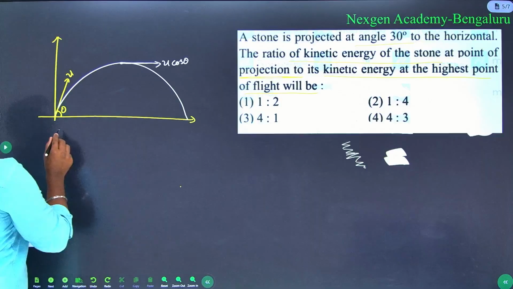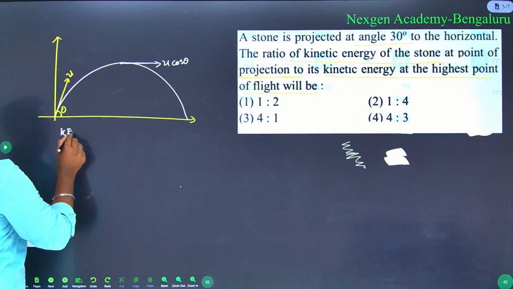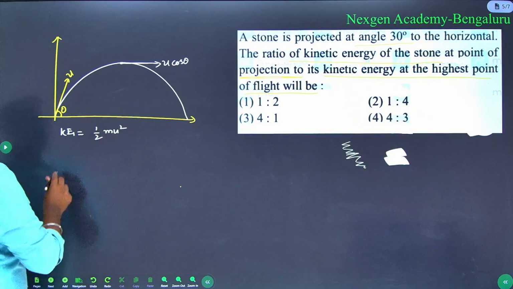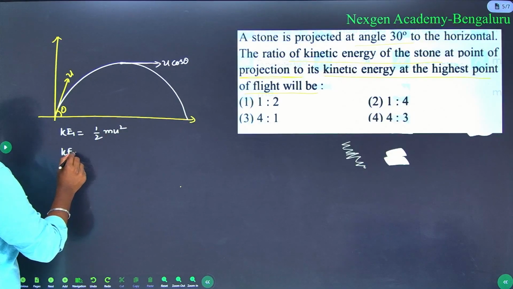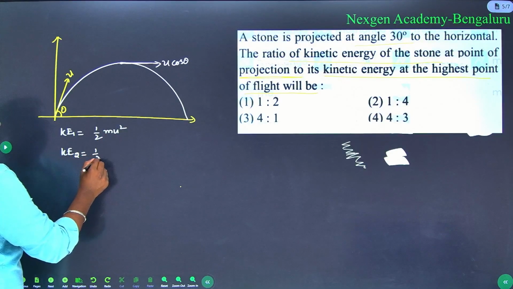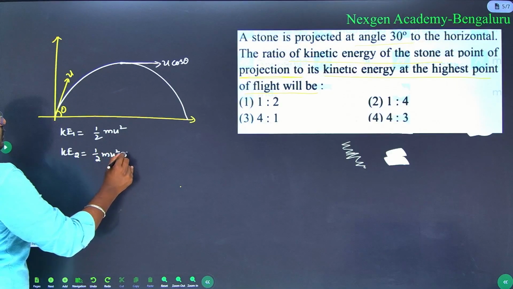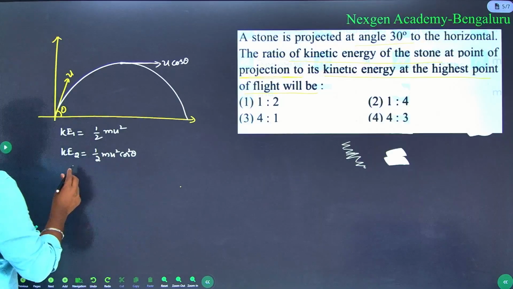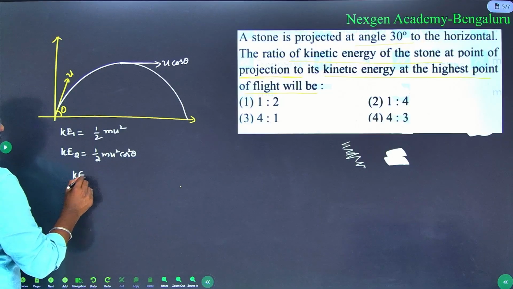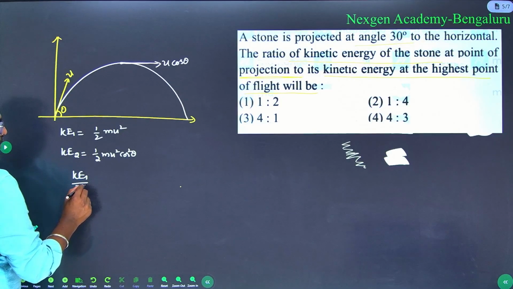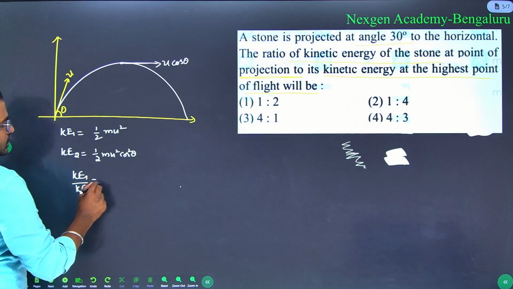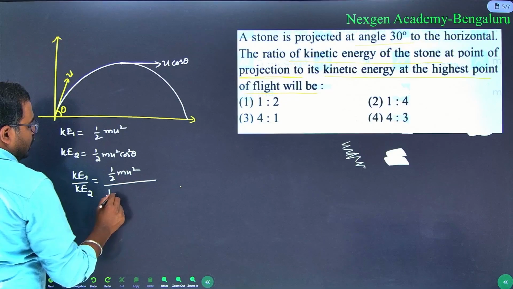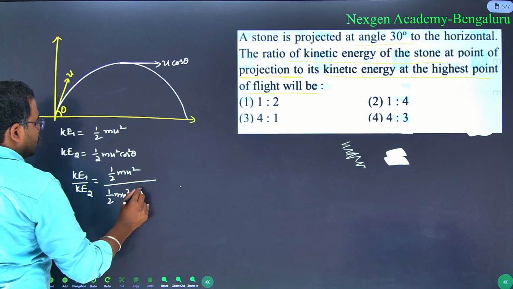Now the question. Kinetic energy initially is equal to half m u square. Kinetic energy final at the maximum height is equal to half m u square cos square theta. They are asking us to find the ratio. So that is kinetic energy at the point of projection to that at the maximum height, equal to half m u square by half m u square cos square theta.